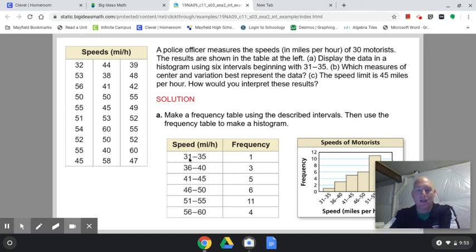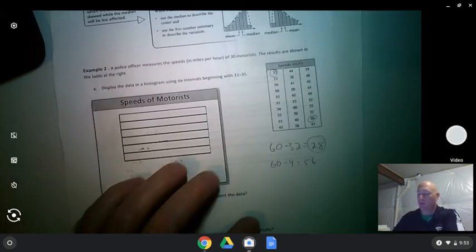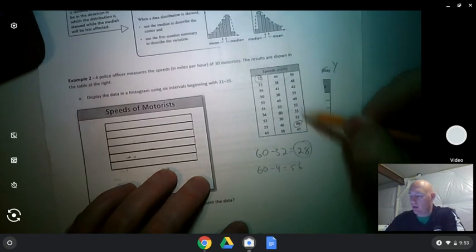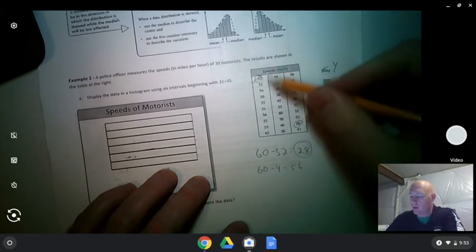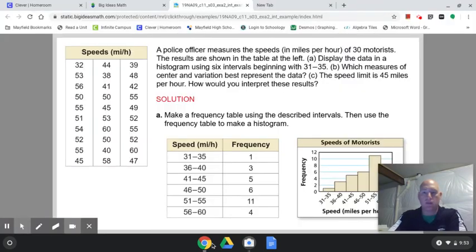And then you just go up and count. How many were between 31 and 35? And now I'm going to go back to the camera, because if you're going to use that, okay, you want to make sure you tick off. So there's 1, and that's it, okay? You see how I went through and I marked that off? Now 36 to 40.